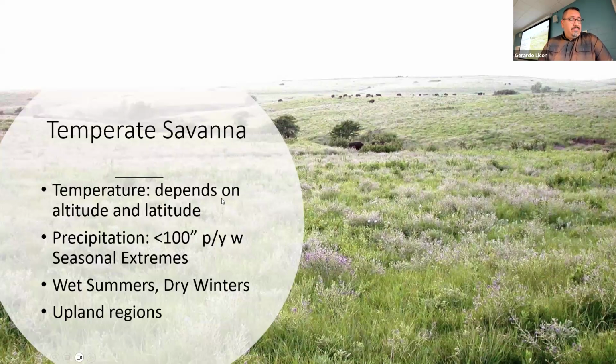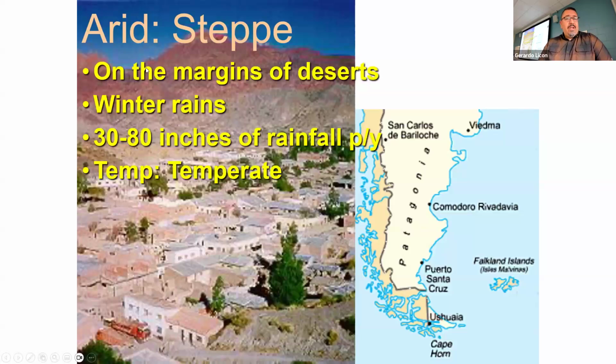The temperate savanna's temperature depends on the altitude and latitude. Like the tropical savanna, it gets less than 100 inches of rain per year and has the seasonal extremes of wet summers and dry winters, and this one tends to be at a higher altitude. The steppe, like I mentioned before, is in the margins of deserts. They do get some rain in the winter, between 30 and 80 inches of rainfall per year.